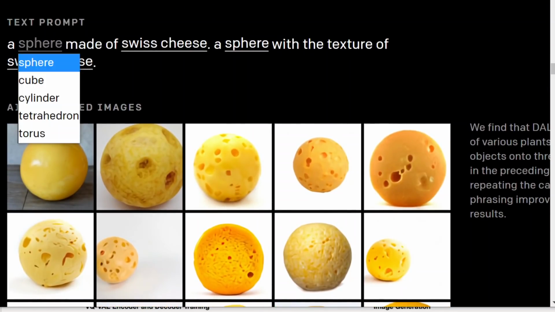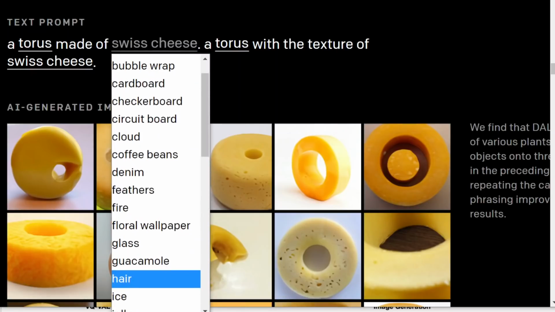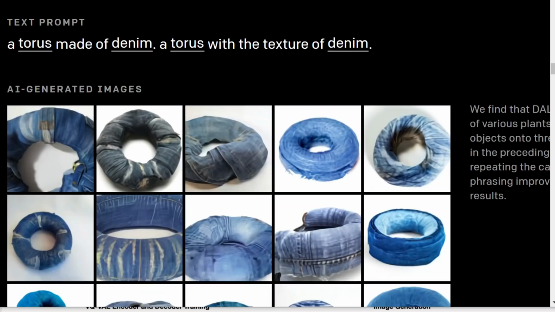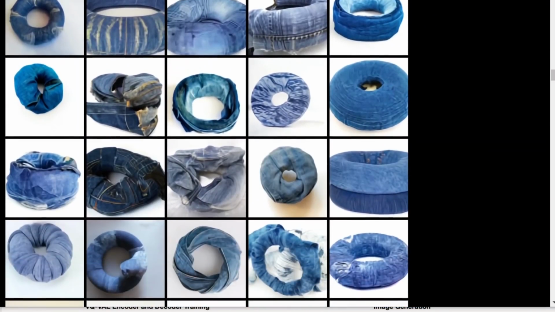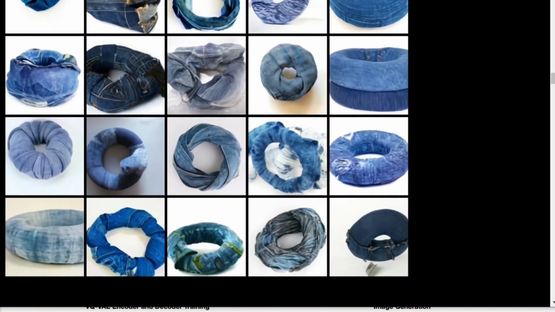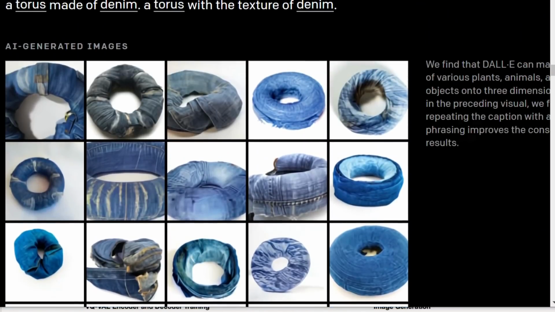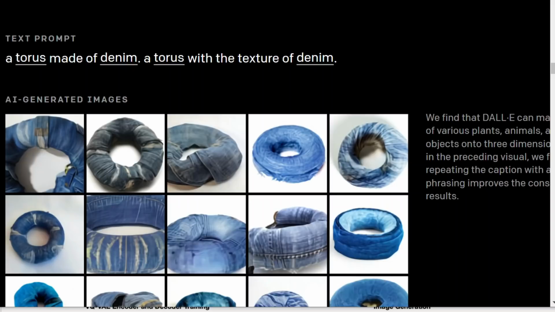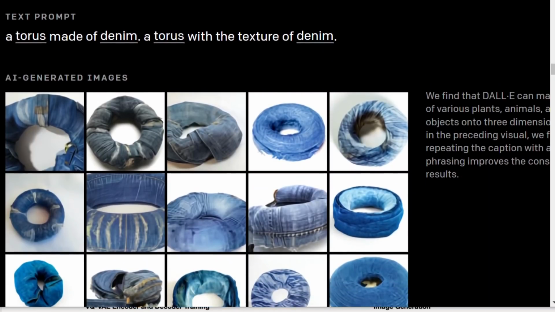What's even cooler than a sphere made of Swiss cheese is a torus made of denim. These images are so cool. A torus made of denim. And the point here is that these images aren't photoshopped or human created. They are AI generated. And they are generated by this new model that OpenAI released a blog post about.